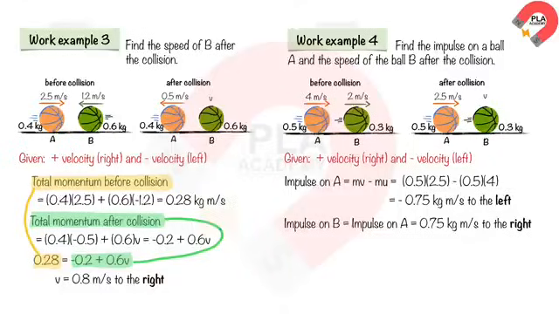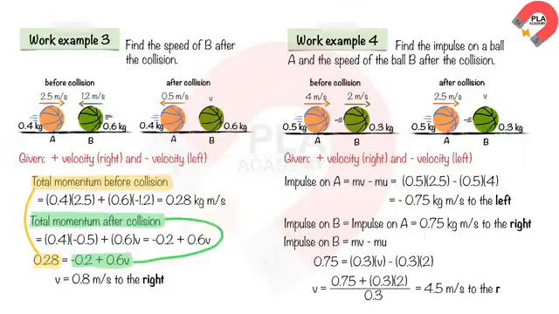The direction of impulse on B is opposite to the impulse on A. The impulse on B is equal to m v minus m u. Substitute the impulse on B equals 0.75, m equals 0.3 and u equals 2. So, v equals 4.5 meters per second to the right.